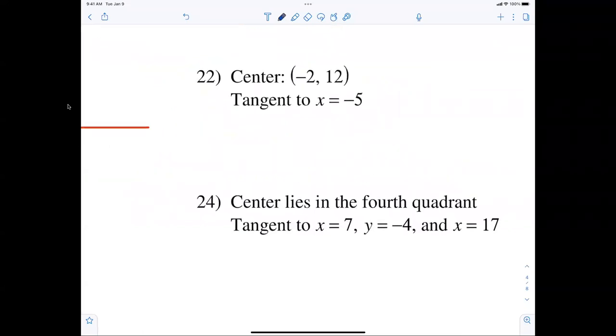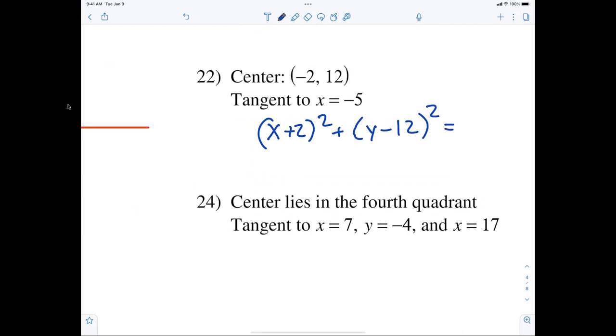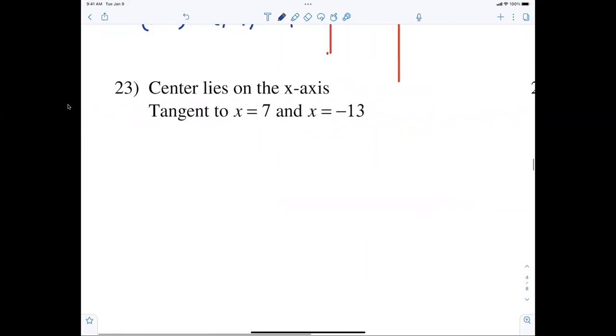Okay. Andrew, did you get this one? Y minus what? Equals. How'd you get that? Yeah, from -2 to what? -5 is what? 3 units. 3 squared is 9. Very easy. All right, let's check out 23.